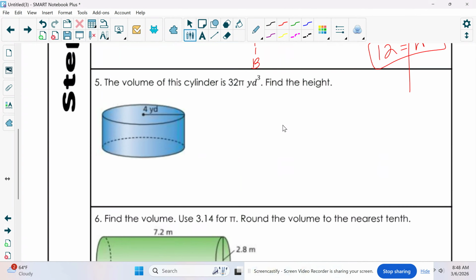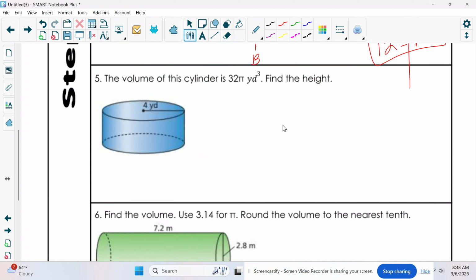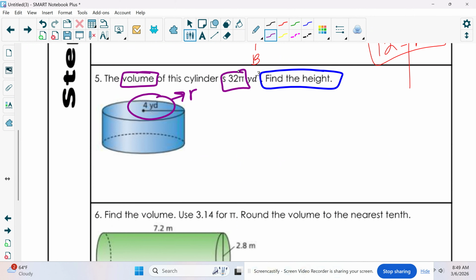And that's the answer. All right. Look at number 5. The volume of the cylinder is 32 pi yards cubed, find the height. What are we finding here? The height. What do I have? You have this as the radius, and the volume is that.